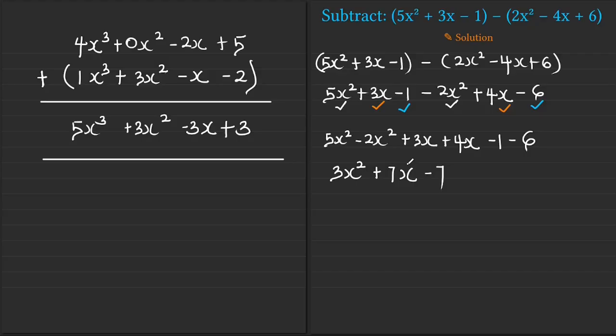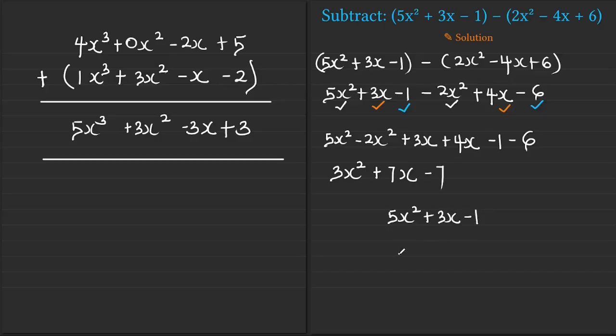Very simple, right? Okay. But then if you wanted to use the vertical or the column method, then this is how you are going to arrange it. For this, we have terms in x squared, terms in x, and then terms in what? The constant. So there is no need adding a placeholder for any of the terms. Hence, we have our 5x squared plus 3x minus 1.